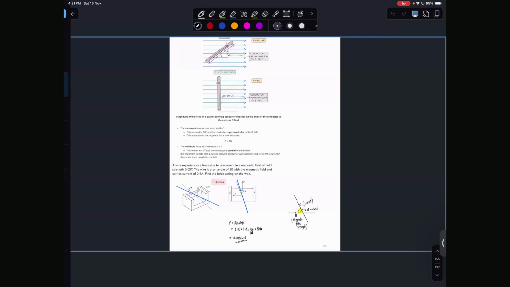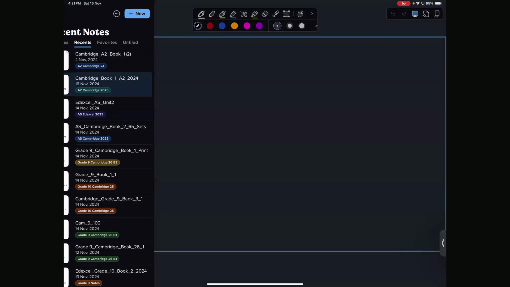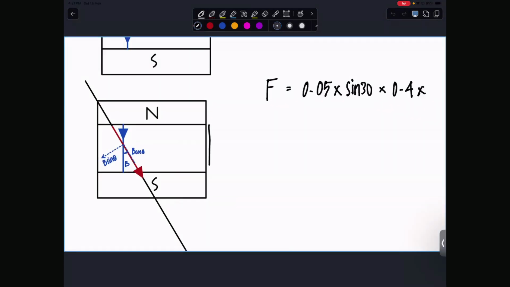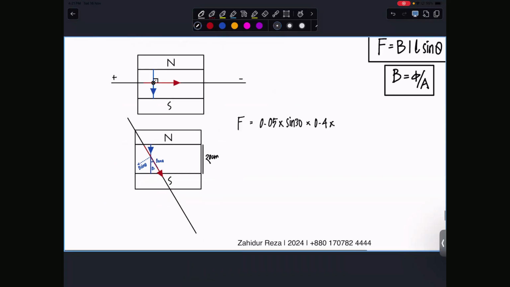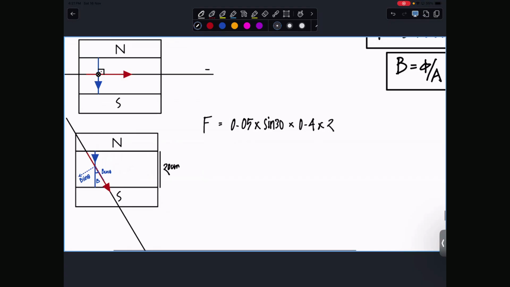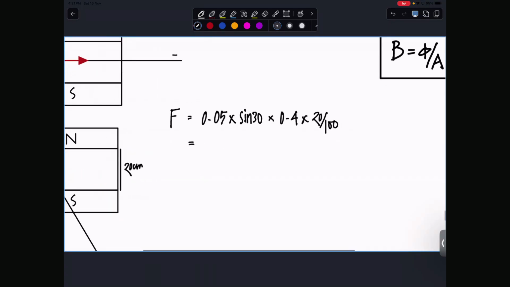Or 20 centimeter. So yeah, this is 20 centimeter. So effective length is 20 divided by 100, and when you calculate that, that's going to be the answer. Let me check what it comes to. 0.002.